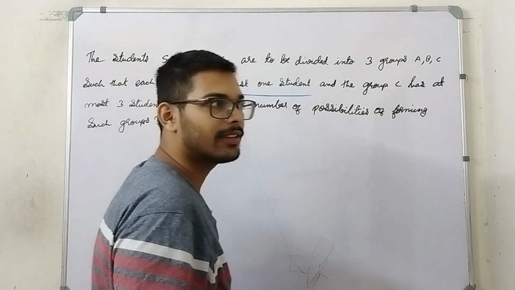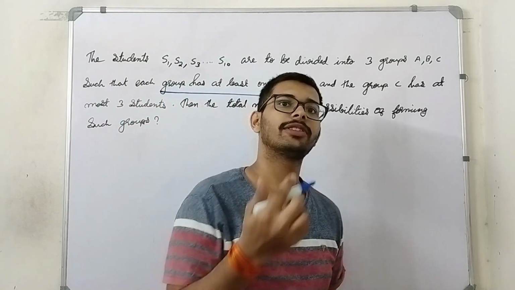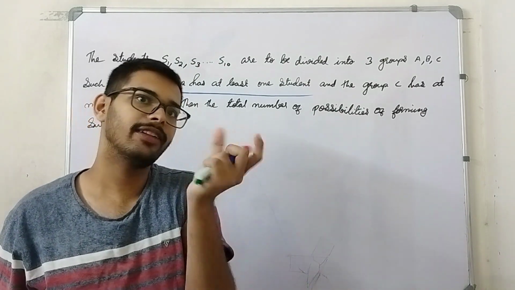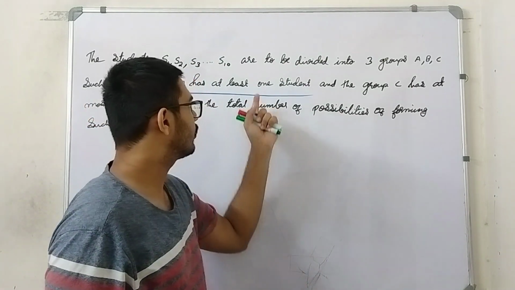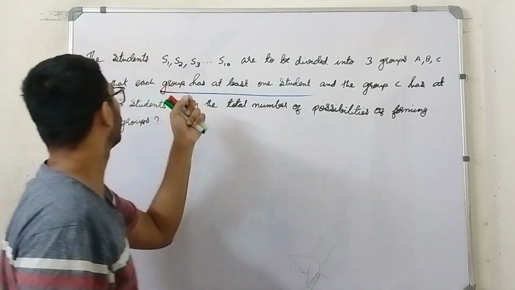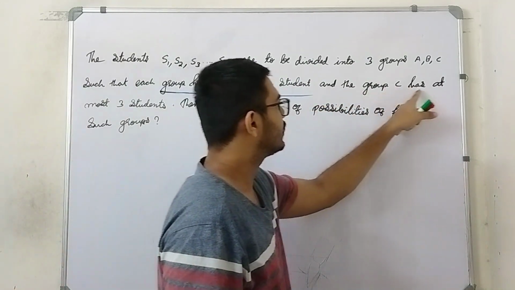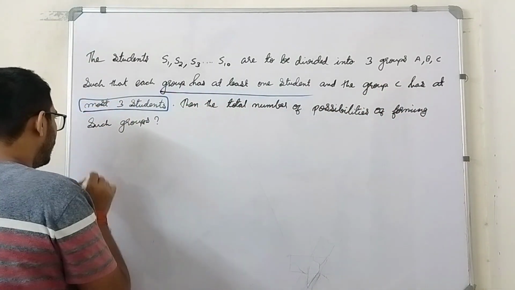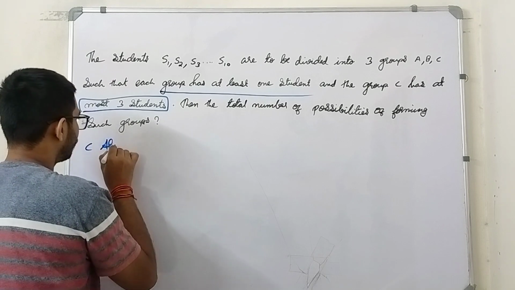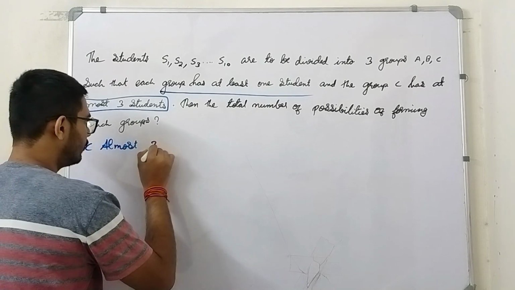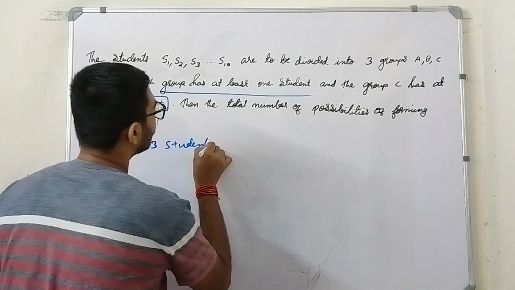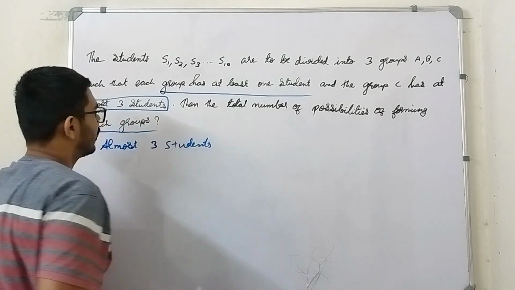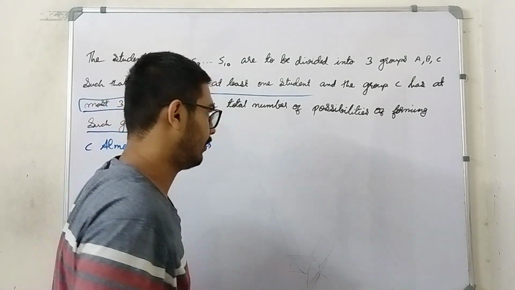If one group is empty, which means we are only forming two groups. There is no group C if A and B are filled with the total 10 students. So no group should be empty, and the group C has at most three students. Then we need to find the total possibilities of forming such groups.